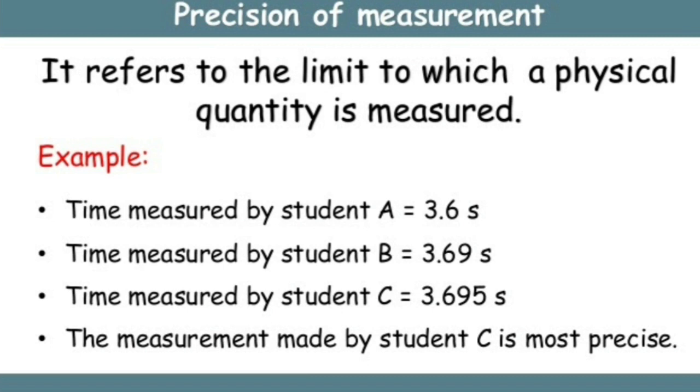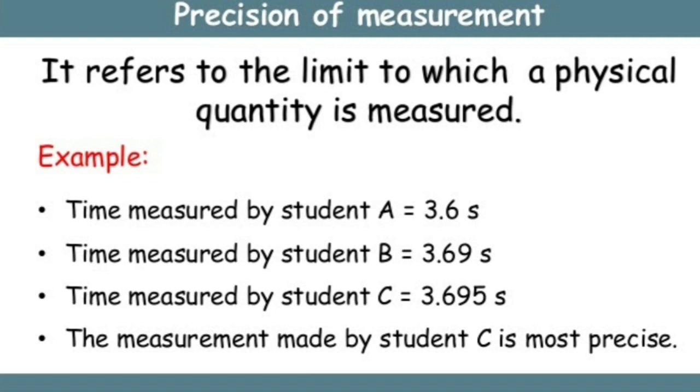Then time measured by student C. Which all are reliable digits? 3, 6 and 9 are the reliable digits, and 5 comes as the uncertain digit. So what we mean by significant figures? The total number of reliable digits and the uncertain digit. That's what we mean by number of significant figures.